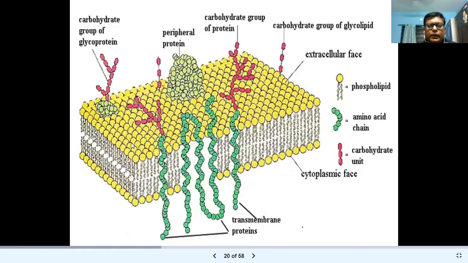So this is the schematic diagram of a cell membrane. The lipid bilayer is there. The yellow heads are phospholipid polar heads, and these black and white ones are the hydrophobic non-polar tails in between. And these are the transmembrane proteins. These green colors are transmembrane along the whole length of the membrane. And this is a peripheral protein present on the outer surface or inner surface only. And the red colors are basically the carbohydrate moiety, the carbohydrate group of glycoprotein. They actually act as a receptor or recognition molecule.